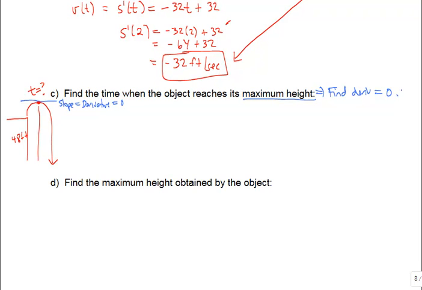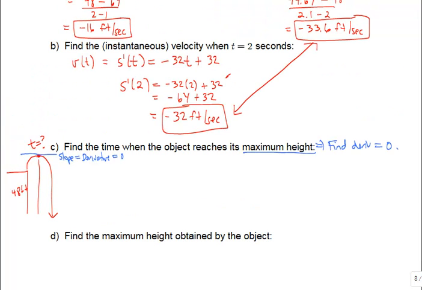And what is the derivative of this? Well, we already calculated that in the last example. The derivative of this position is actually velocity. And we already found out what the formula for that velocity or that derivative was. It was negative 32t plus 32.